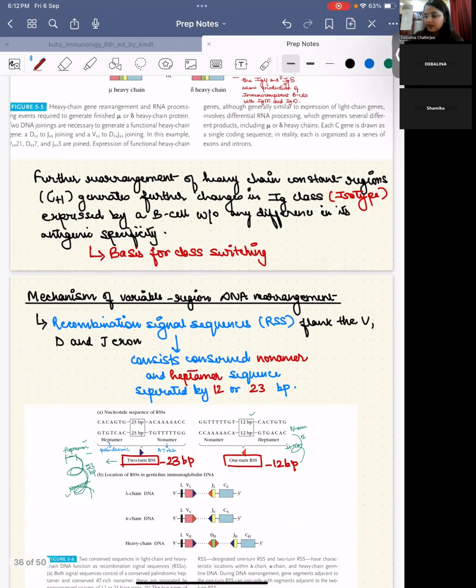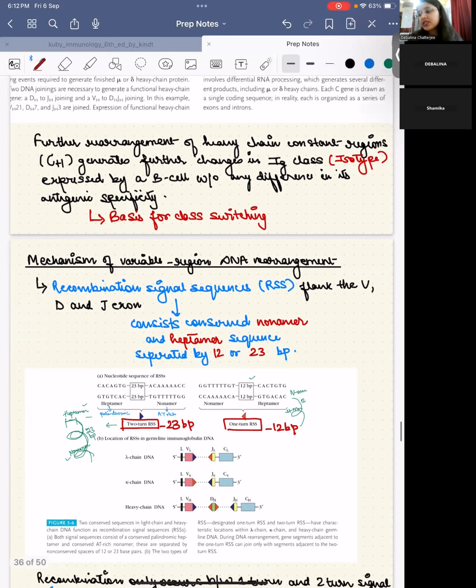We then started the discussion around the mechanism of all these rearrangements. And today we will look in detail at the mechanism, everything that is involved at the backstage, right? Okay.